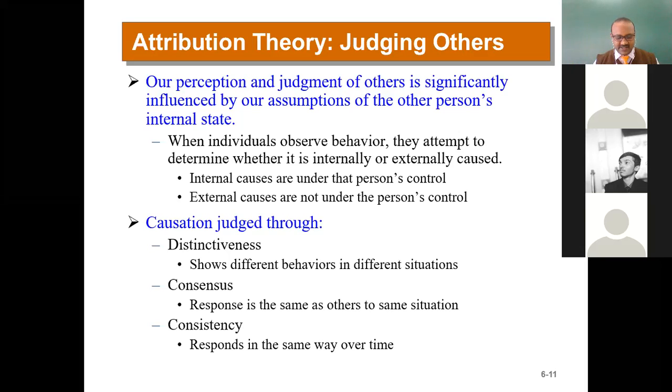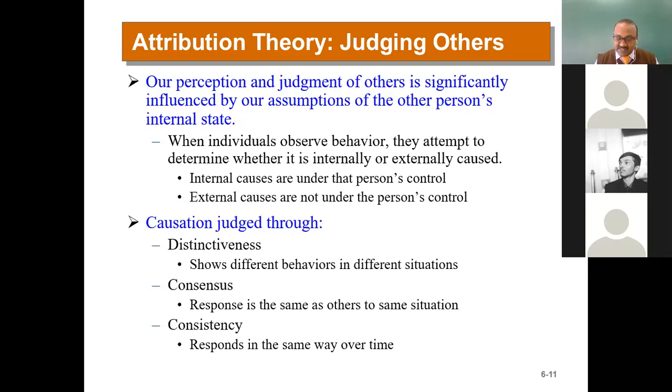Let me give you an example. Let's go back to that accident incident that we discussed initially. Here is an individual who has met with an accident and has fallen on the side of the road. We said there are different types of behavior that you are able to see. Now, distinctiveness is showing different behavior in different situations.